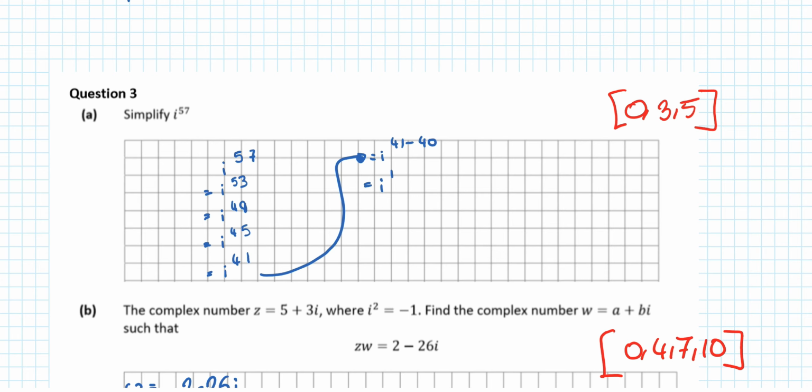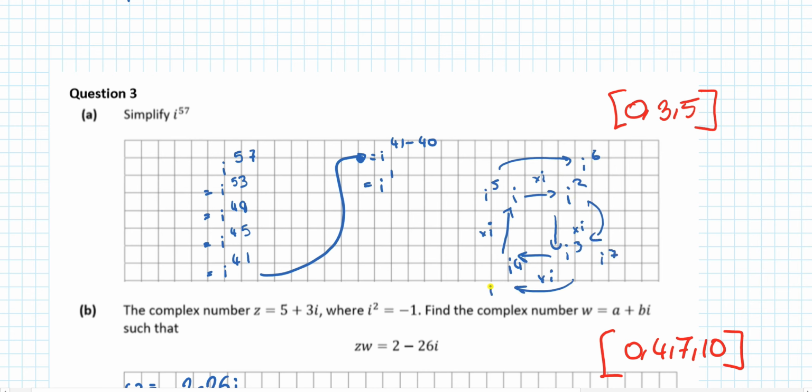Okay, this nice little short question here, you're looking at 0, 3, 5. Hopefully you remember that i's are cyclical, so whether it's i, then i squared, then i cubed, then i to the power of 4. If you keep multiplying by i, multiplying by i, multiplying by i, you're going to get i to the power of 5, then i to the power of 6, i to the power of 7, i to the power of 8. So they keep going around in a circle.